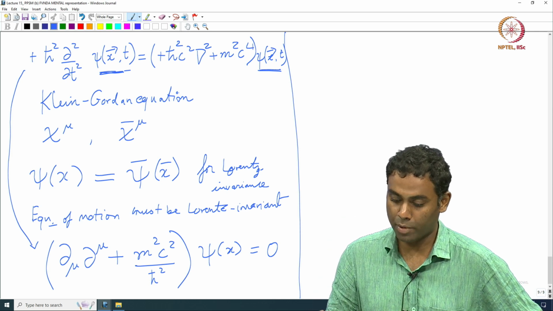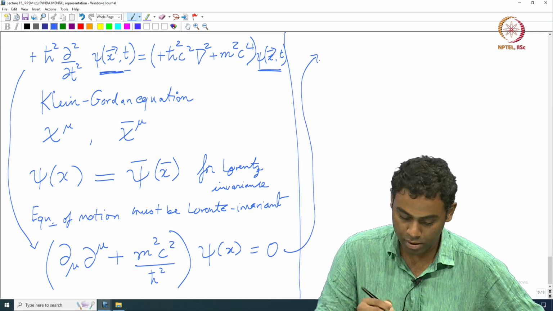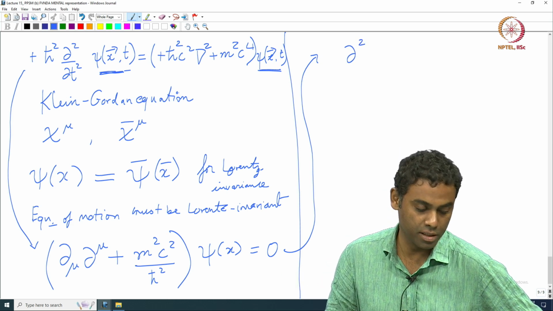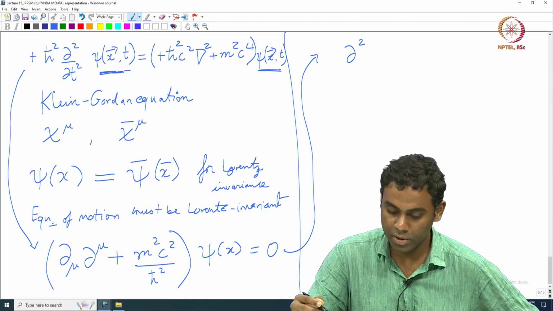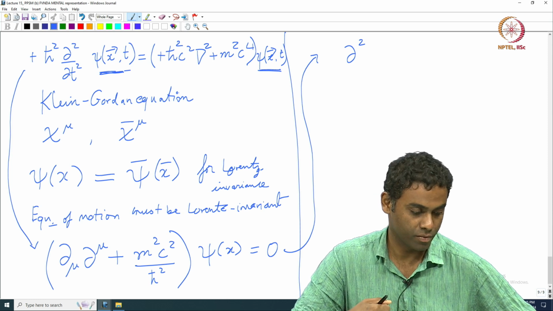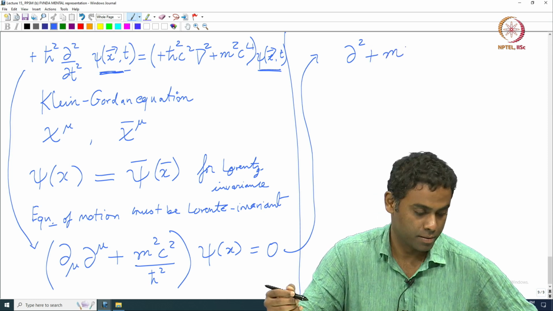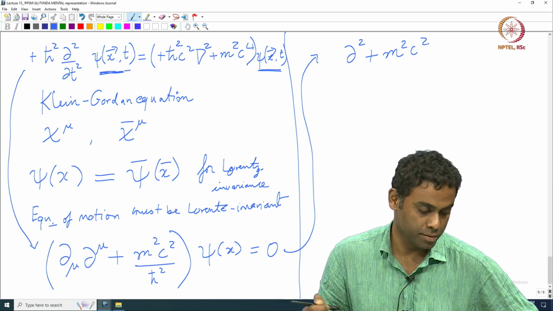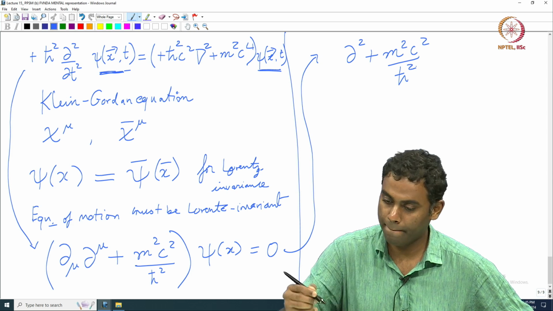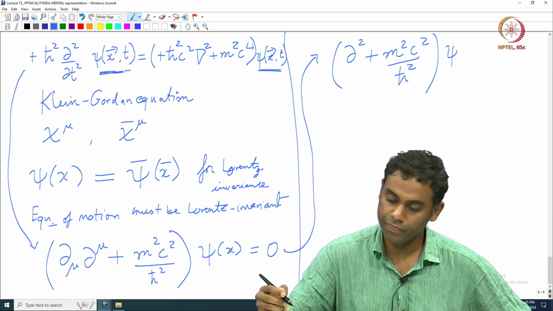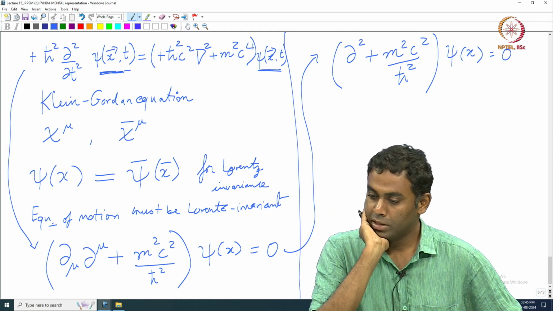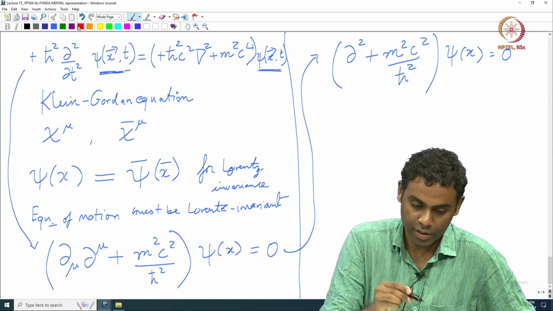In fact, I can write it in even more compact form. I am just going to call this combination of derivatives del squared, alright. So, when you see this, you just have to remember it is actually a contraction of a covariant and a contravariant derivative, alright. So, I just write del squared plus m squared c squared over h bar squared acting on psi of x equals 0. Okay. So, this is in one frame, this is in the x mu frame.